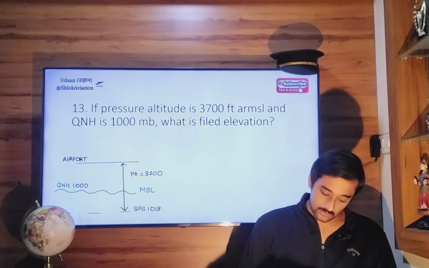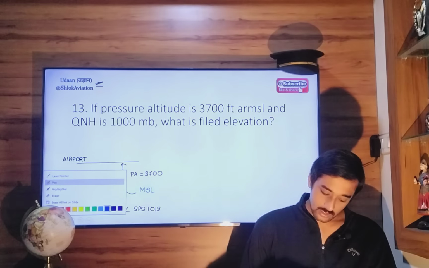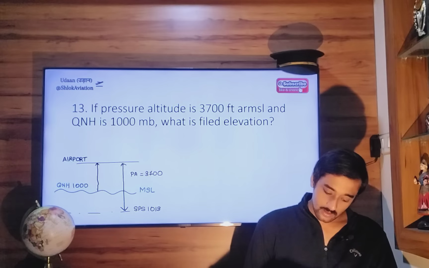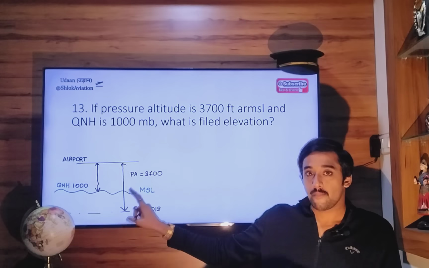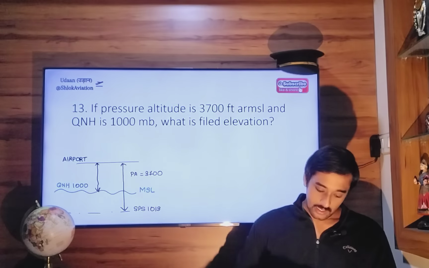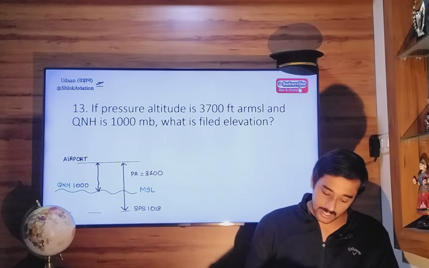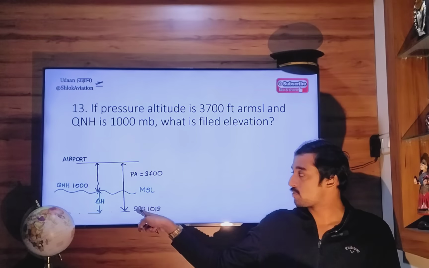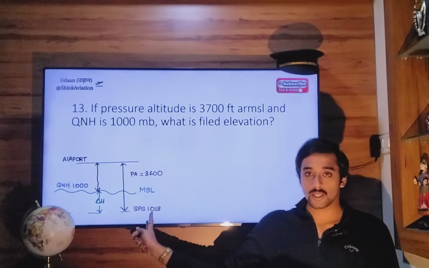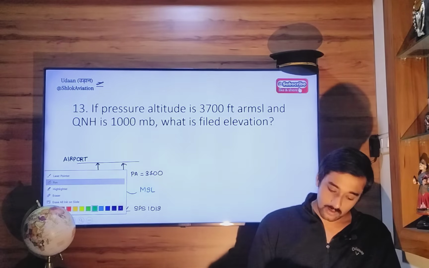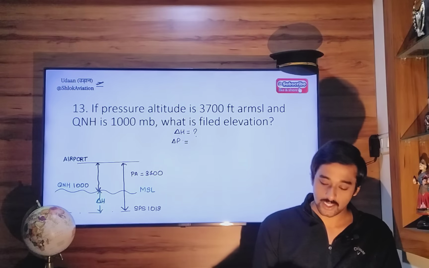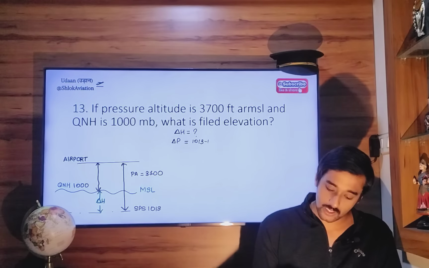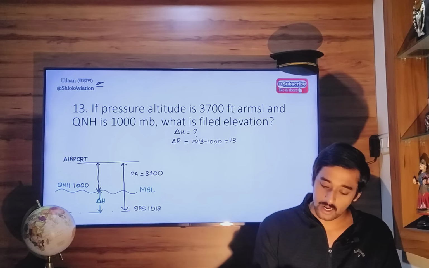Now field elevation, what is field elevation? Field elevation is nothing but this, this value or this height. Now this height is equal to this big height minus this small, correct? So that small value is nothing but the height difference between these two pressure levels. The height difference between these two pressure levels, 1000 and 1013. So what is that equal to? So this height difference is equal to how much? So what is the pressure difference?